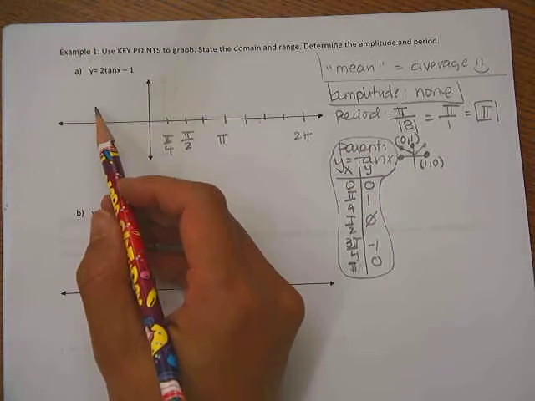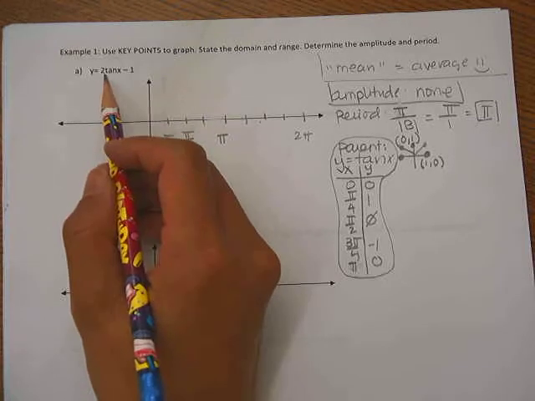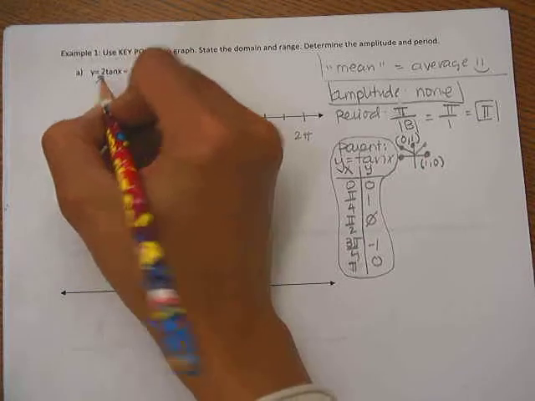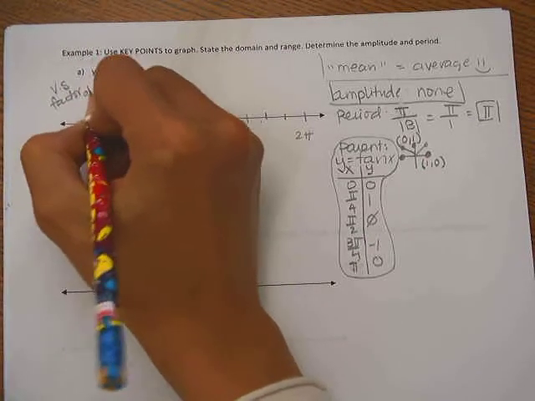You have a couple of transformations here, which we're going to talk about. We have the 2 in the front. Okay, so that's a vertical transformation. This is your vertical stretch factor of 2.